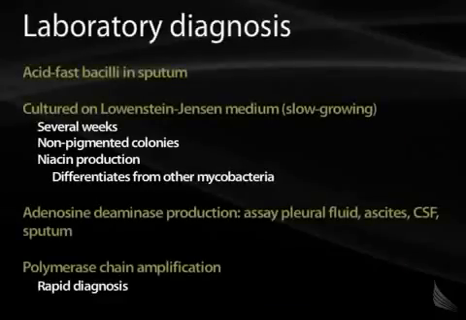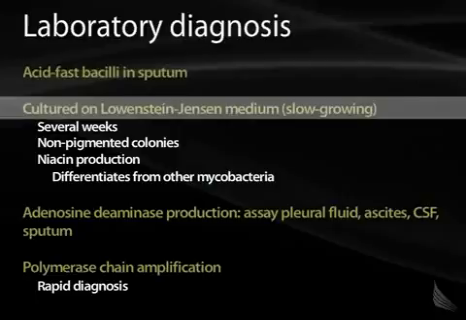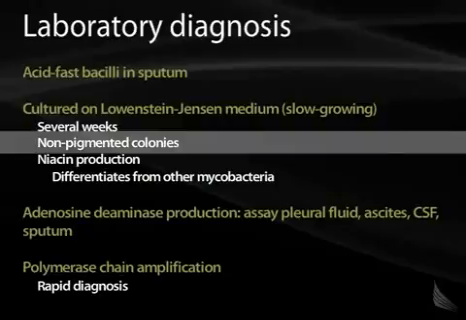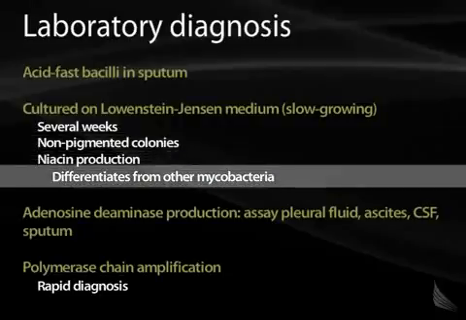Lab diagnosis of tuberculosis depends on acid-fast bacilli in the sputum. As people have a cough, they're coughing up the bacteria, you can grow it. You have to culture it on the Lowenstein-Jensen media, and it takes a long time, like several weeks to grow. You'll find non-pigmented colonies that produce niacin, and that helps differentiate Mycobacterium tuberculosis from other mycobacteria.